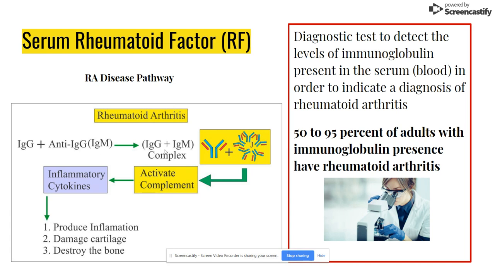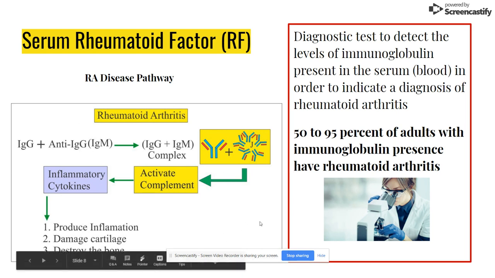What they'll actually do is they will form what's called a complex. This IgG and IgM will complex together, and they will activate a body response, which is called a complement. And the complement then will send cytokines, which are signaling cells, and the type of cytokines that they send in response are going to be inflammatory cytokines, which are responsible for inflammation and damaging the cartilage and destroying the bone. This is a really cool pathway, which is why I've included this.